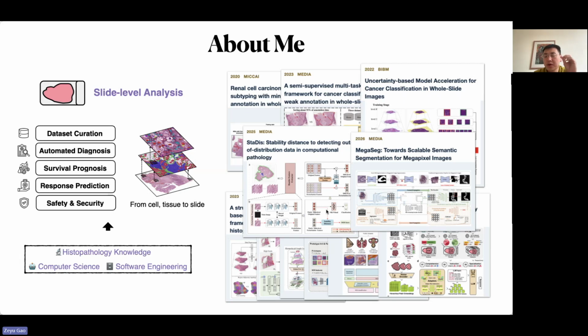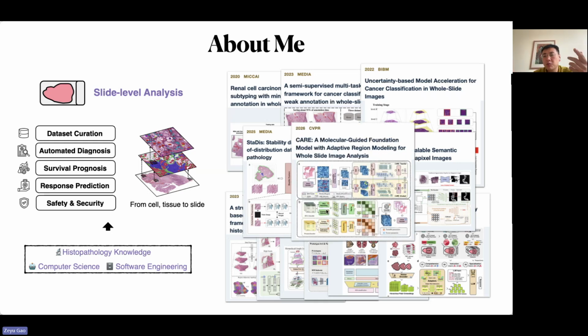But how we do segmentation at the slide level. You can do segmentation at the patch level because of the limitation of your GPU. So in this work, we also discuss how we expand the segmentation from the patch level to the slide level. And another work I'm going to introduce today is about foundation models.